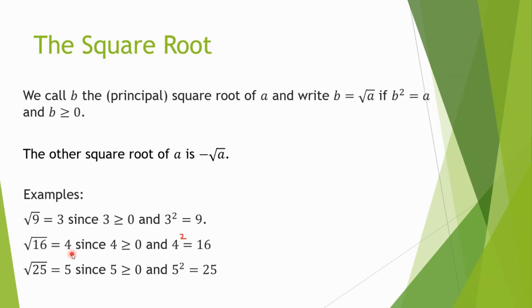And again, why is that? Well, that's because 4 itself is non-negative, and 4 squared is 16. I forgot to put the 2 in, sorry about that, but I just put it in now. And for 25, same idea. So when you have this radical here, which again means the square root, you're looking at the square root that's non-negative.